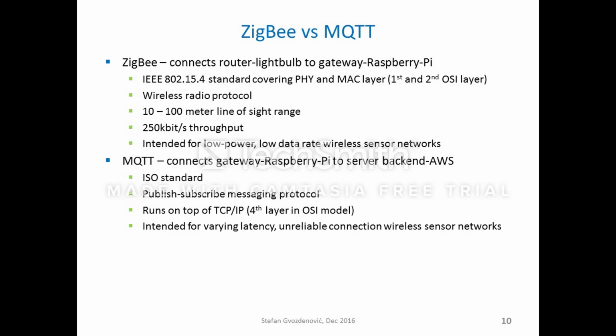MQTT is a higher level protocol. It runs on TCP/IP, which means MQTT is higher than fourth layer in OSI model. It connects gateways and server backends. In our case, that would be Raspberry Pi and AWS. MQTT is intended for varying latency and unreliable connections, mainly wireless sensor networks.